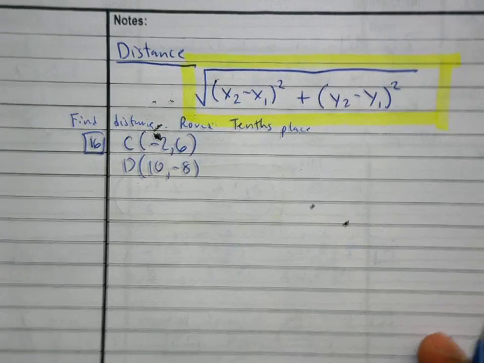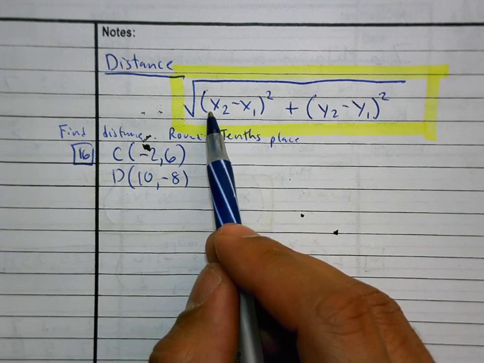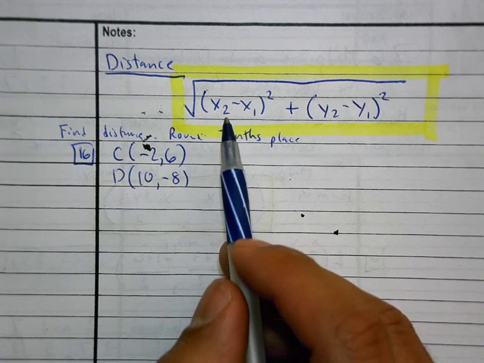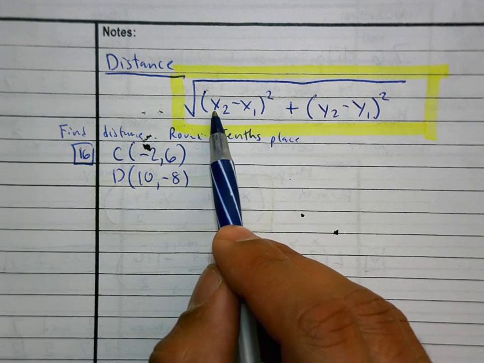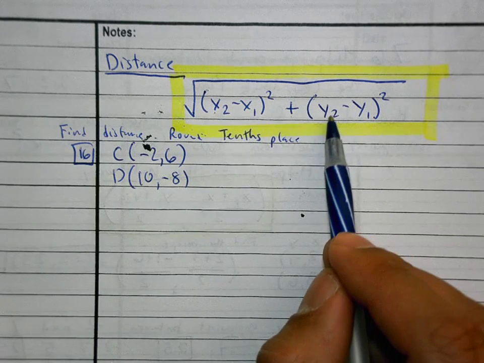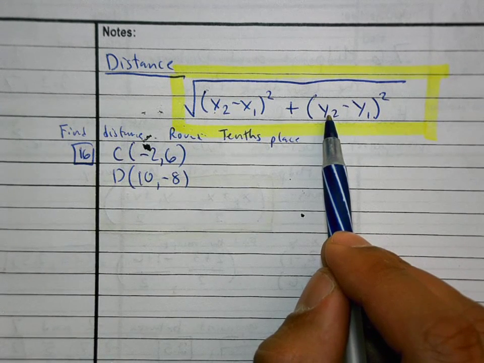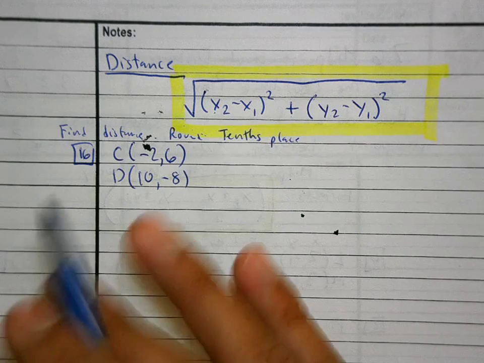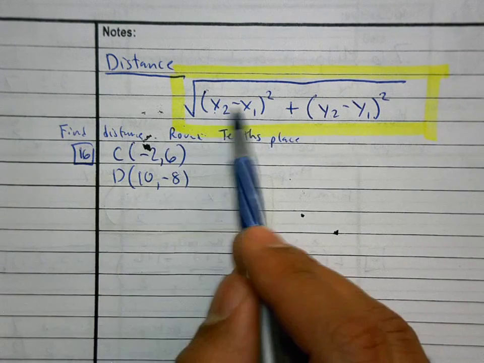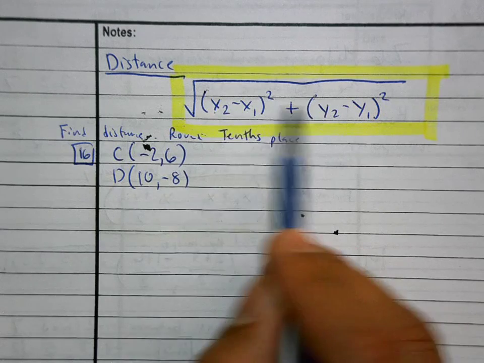It doesn't matter which one is x2 and which one is x1. But as soon as you decide which one is your x2, then your y2 has to match. It doesn't matter which one is x2 or x1, but the y2 has to match with the x2.